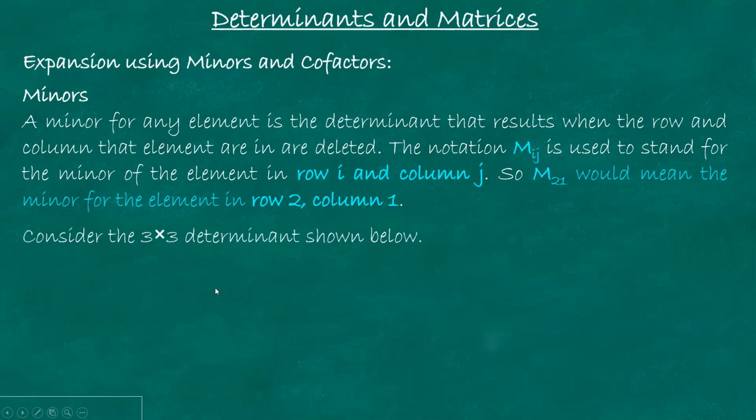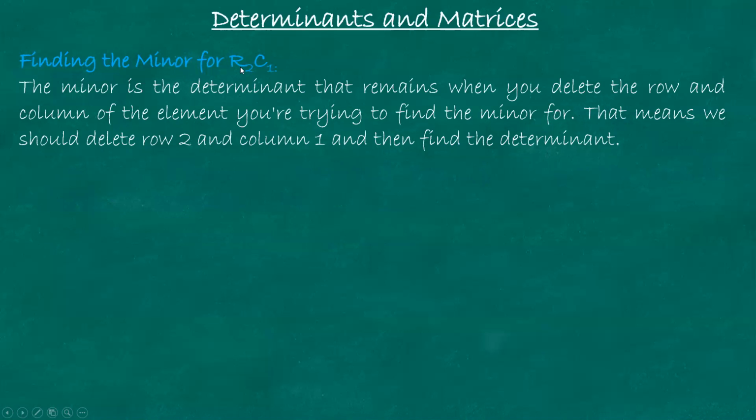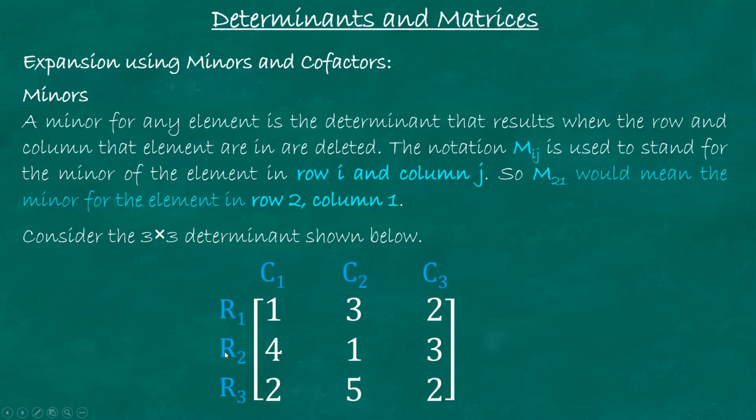Example, let's consider the 3 by 3 determinant shown below. So, mauni ang rows, row 1, 2, 3, and then columns. Next, kuhaon na to ang minor for row 2, column 1. Kini, row 2, column 1. 4, bale. Bala, ang intersection niya ba? Row 2, column 1, 4.